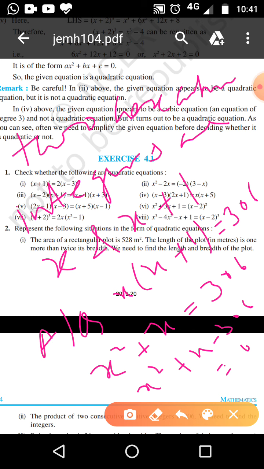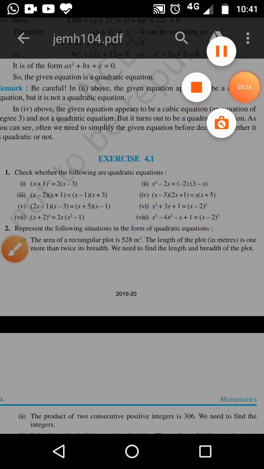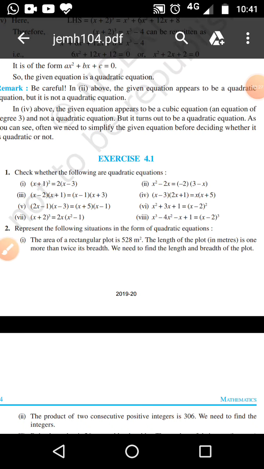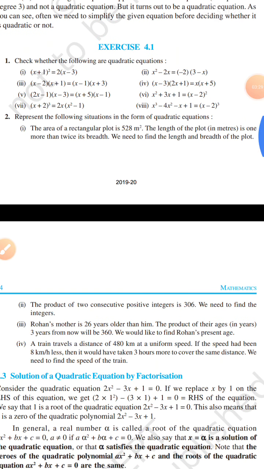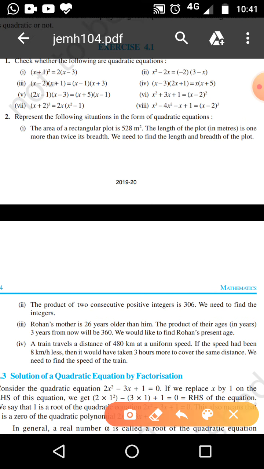In this manner we can do all the other questions. So see the next one. Rohan's mother is 26 years older than him. The product of their ages in years 3 years from now will be 360. We would like to find Rohan's present age.